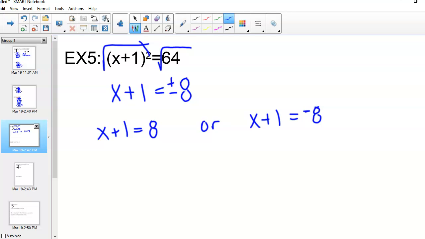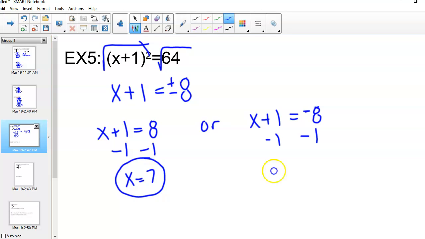So over here, x plus 1 equals 8, so I could subtract 1 from both sides. So x would equal 7. That's one of my possible answers. Or over here, I could subtract 1 from both sides, and x would equal negative 9. Negative 8 minus 1 gives us negative 9. So that's my other answer. So I've got two answers here, 7 and negative 9.